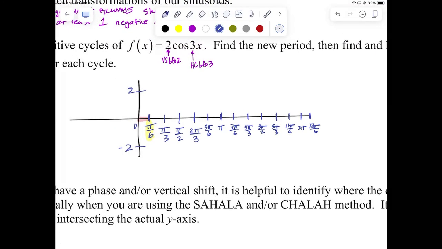Okay, that's all we're doing: we're counting by pi/6 and we're simplifying as we go. You'll get good at fractions. You have to get good at fractions.